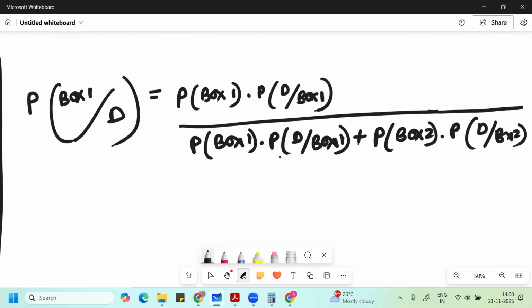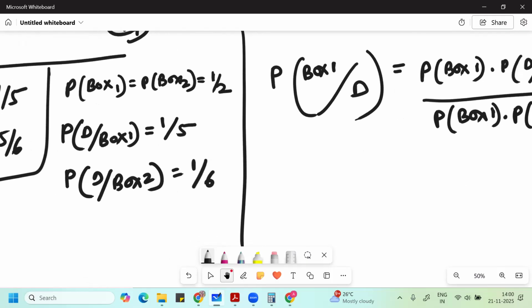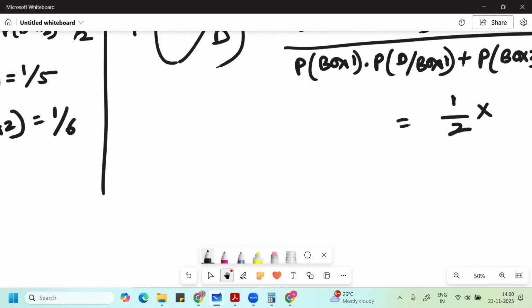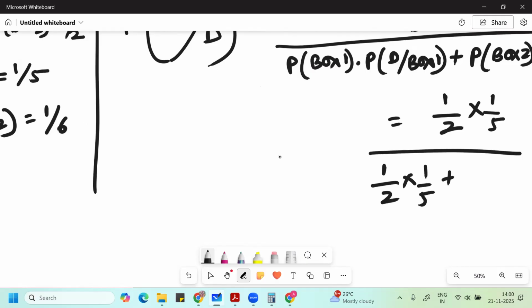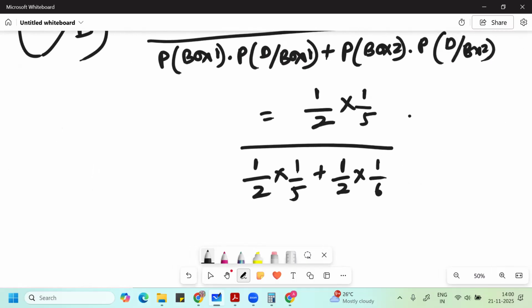Okay, so the probability of choosing box 1 is 1 by 2. Defective piece from box 1 is 1 by 5. Then 1 by 2 into 1 by 5, plus selecting box 2 is 1 by 2. Defective piece from box 2 is 1 by 6. So this would be 1 by 10 divided by 1 by 10 plus 1 by 12.